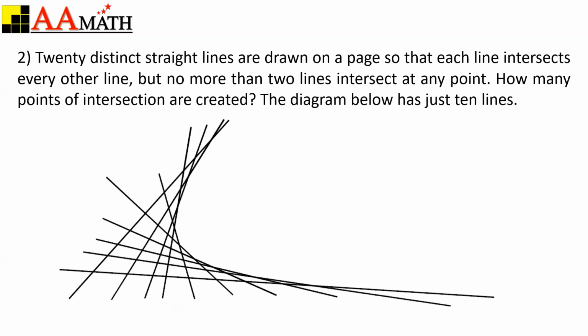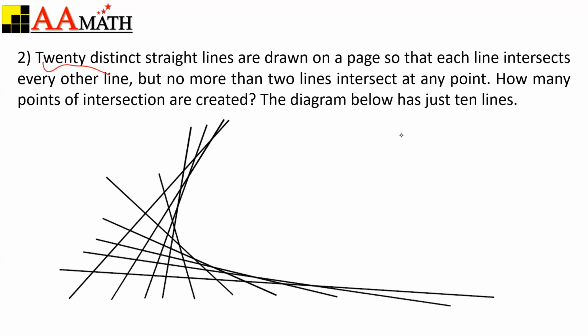20 distinct lines are drawn on a page so that each line intersects every other line, but no more than two lines intersect at any point. How many points of intersection are created? This is just a diagram showing 10 lines. Actually, we want you to think about 20 lines. Then think about how to find an intersection, right?